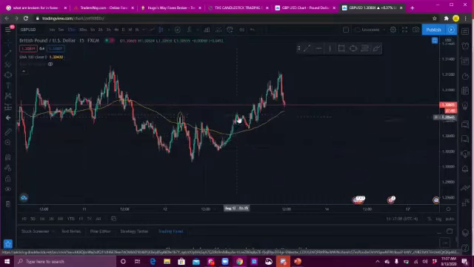Now that we see that it went up, it came back down. Remember, what goes up must come down. It came back down and then it went up. That's the precision. That's the finesse. You have to wait. It went up. It came back. When it came back, then we got in.